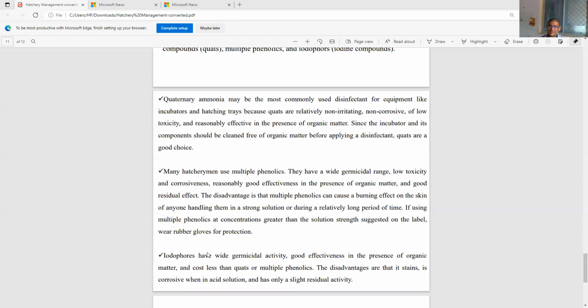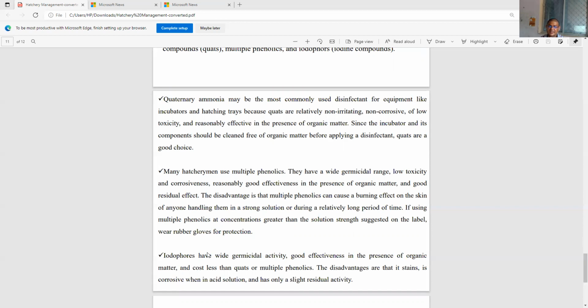Since the incubators and their components should be cleaned free of organic matter before applying a disinfectant, quats are a good choice. Another is multiple phenolic compounds. They have a wide germicidal range, low toxicity and corrosiveness, reasonably good effectiveness in the presence of organic matter, and good residual effects.